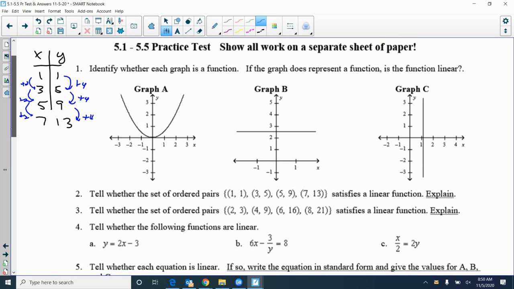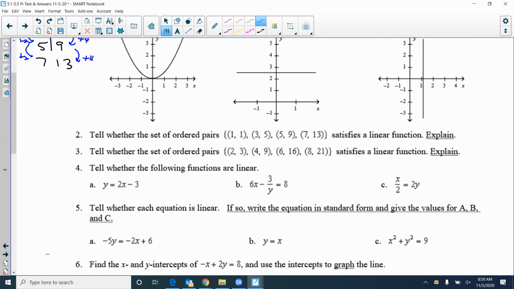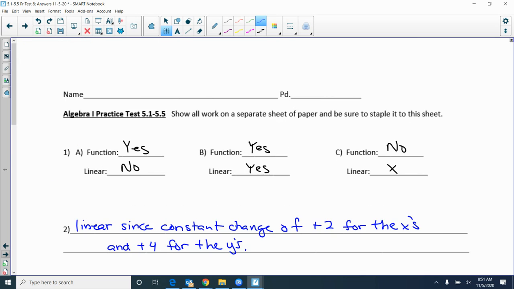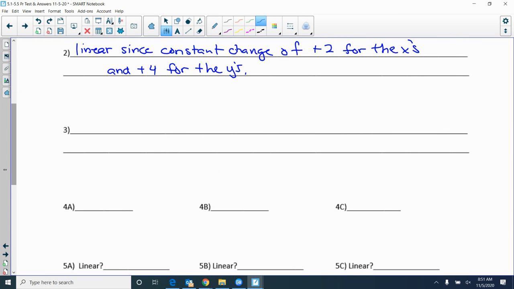All right, for the third one, tell whether the set of ordered pairs satisfies a linear function. Explanation is going to be key. Preston, that's number 3. Did you get to that one? Yeah. What did you put down? I said no, because there's no constant change. For which one? For the Y. Okay, so there is a constant change in the X, so you got to watch how you word that, because that goes +6. This is +7, and then this is +5, right? So not a constant change. So not linear, no constant change in the Y's.